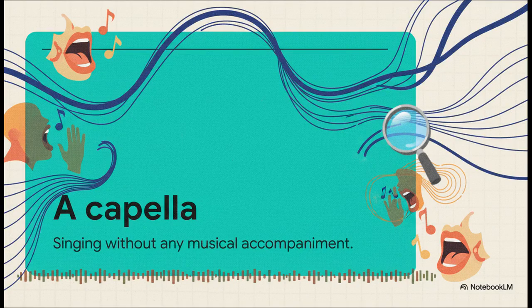But sometimes you can just strip everything else away. With a cappella, the most personal instrument there is, the human voice, is all you need. The singers themselves create the rhythm, the harmony, the melody, everything, all on their own. It creates this raw, powerful, and just deeply human sound.